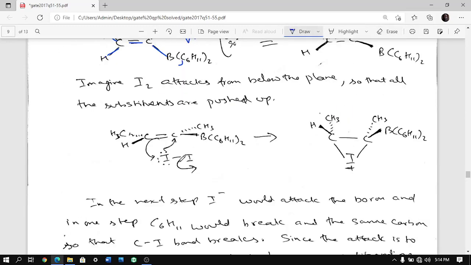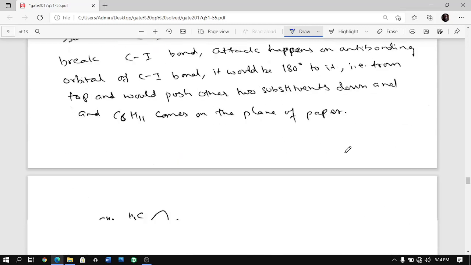Now you are attacking with I2. So what happens? This goes and attacks here. This goes and attacks here, and you get I plus. Because attack is happening from down, these two are pushed up. So this H is going up, CH3 is going up, this boron part is going up, and this CH3 is going up. Next step is interesting.